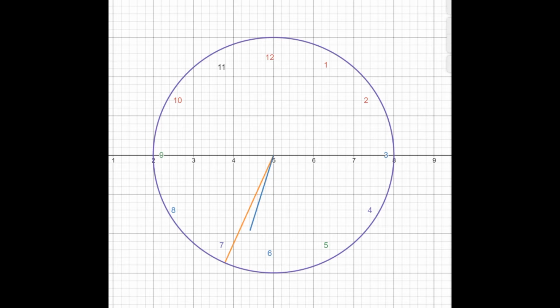Now, obviously, when the minute hand overtakes the hour hand, then this angle will be increasing. So depending on what the question asks, we must be mindful of which angle we are talking about. And don't forget, there are always two angles when two lines cross. So one will be increasing, one will be decreasing.